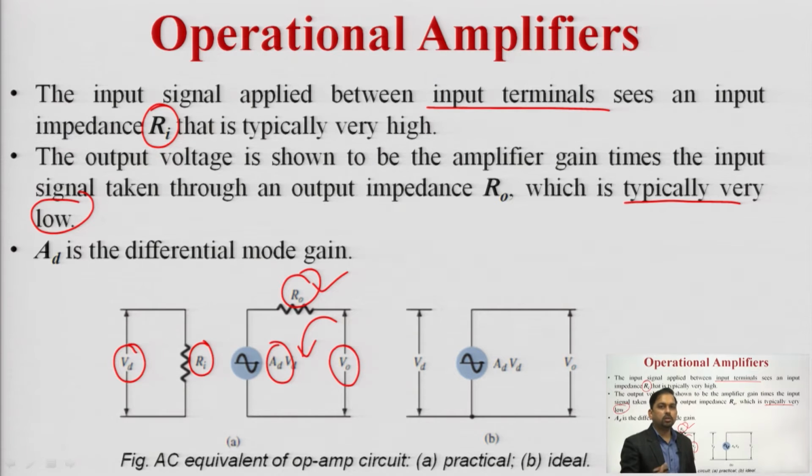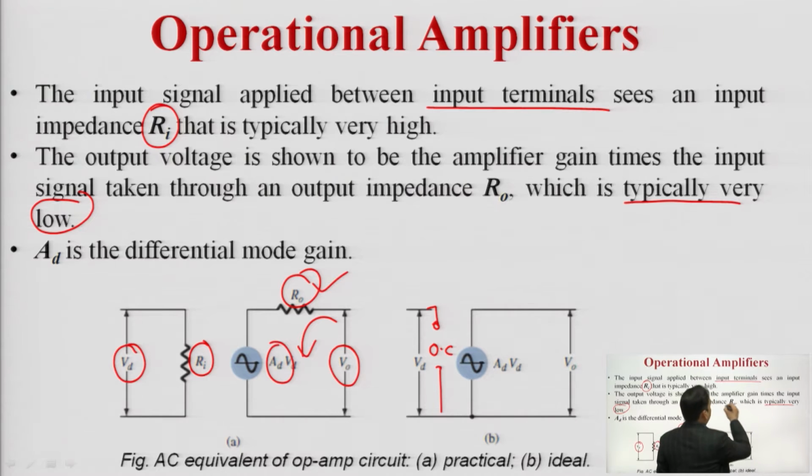So, an important point is that for an op-amp the input impedance is very high, meaning when Ri is very high, the input side will behave as an open circuit. And at the output side, when the output resistance is very low, meaning R naught is 0 or close to 0, the circuit will behave as a short circuit.